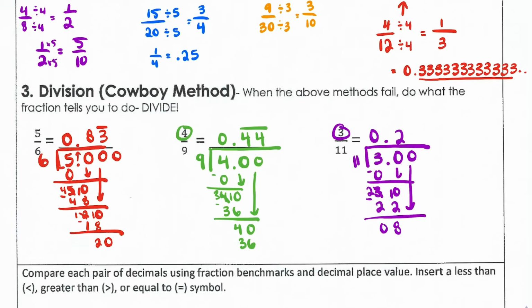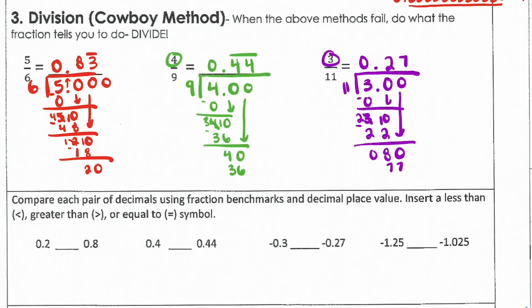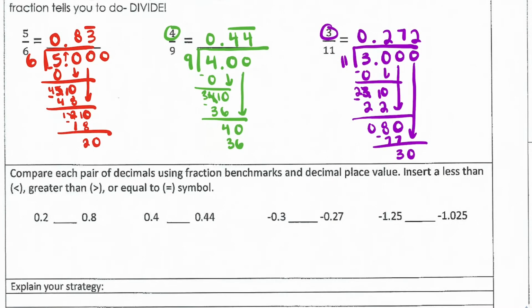I need to add another 0 because I need to keep dividing here. 11 goes into 80 7 times. 7 times 11 is 77. I subtract. 80 minus 77 is 3. I'm going to add another 0, bring it all the way down. 11 goes into 30 2 times. Uh-oh, we might be repeating decimal here. Well, let's double check, okay? 2 times 11 is 22. 30 minus 22 is 8. I add another 0, bring it all the way down. Yep, I think we got a repeating decimal.